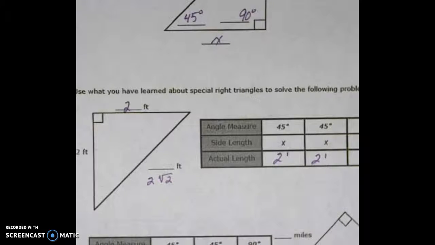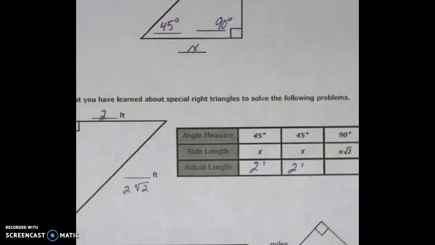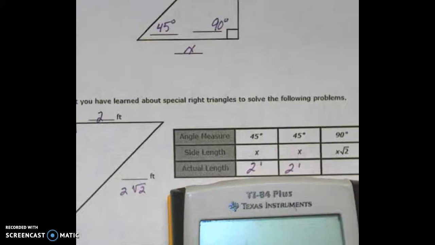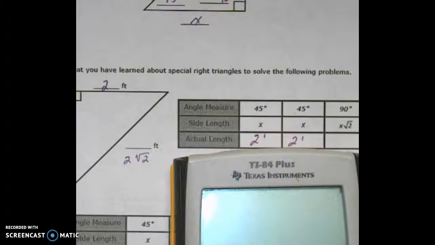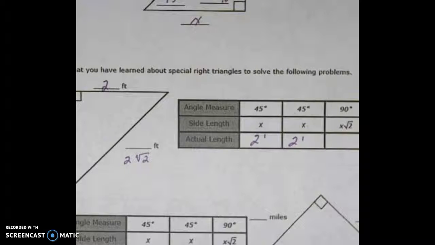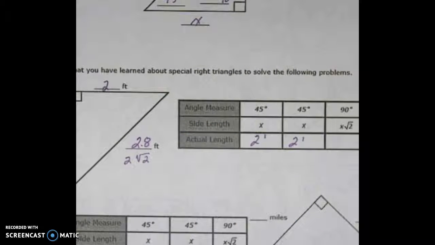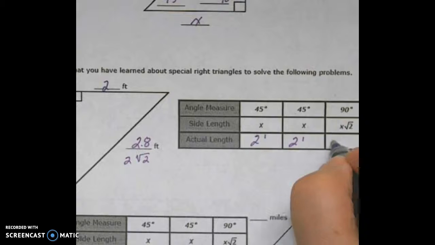But because I want an actual length, I'm going to go ahead and put that number in my calculator, because if I were using a measuring device, I can't measure 2 square root 2 very easily. So in my calculator, I type 2 square root 2, and that decimal approximation is about 2.8 feet. I can fill that in on both the diagram and in my chart.